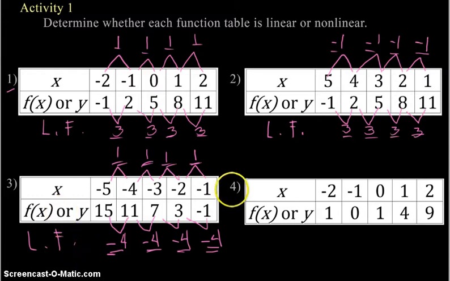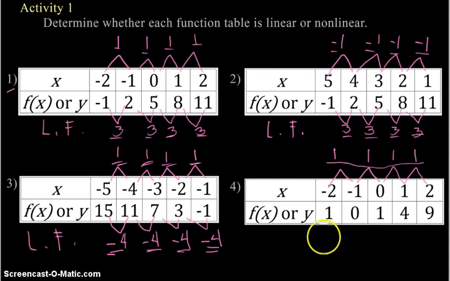Okay, number 4. So, subtract ulit natin. So, negative 1 minus negative 2, that is positive 1. 0 minus negative 1 is positive 1. And 1 minus 0 is 1. 2 minus 1 is 1. So, ang rate of change ng x natin is constant.